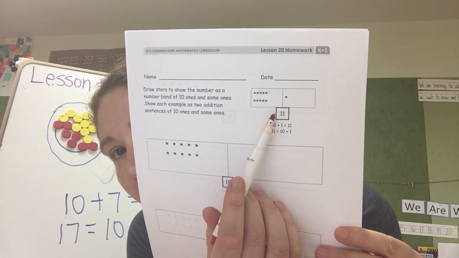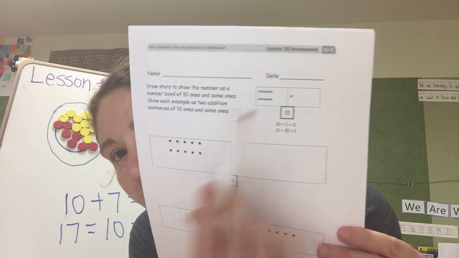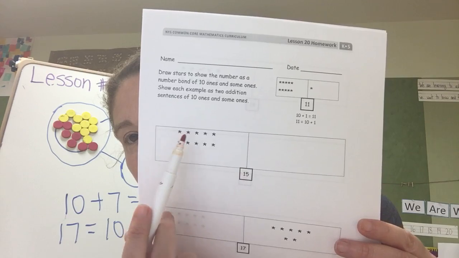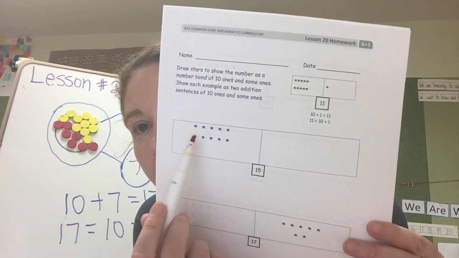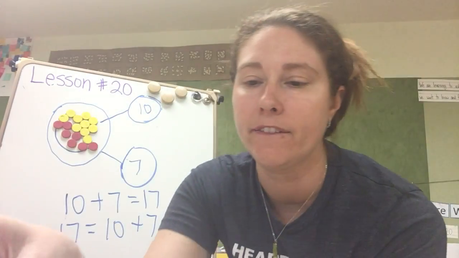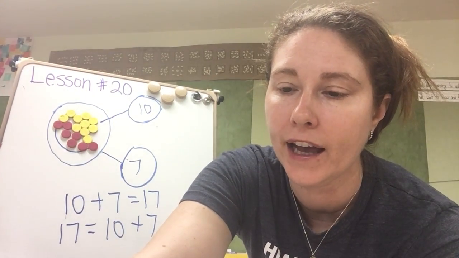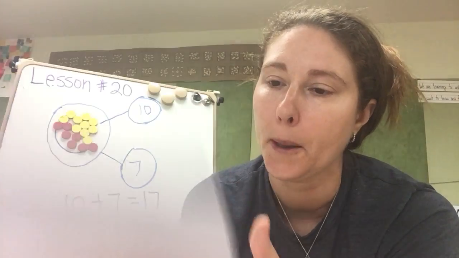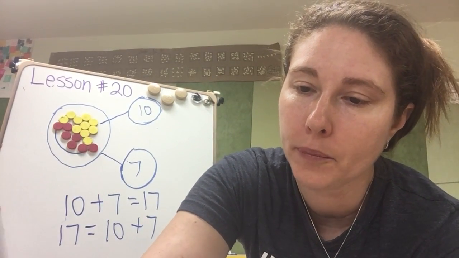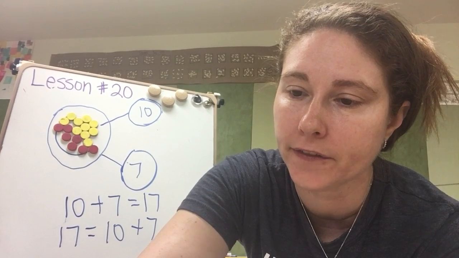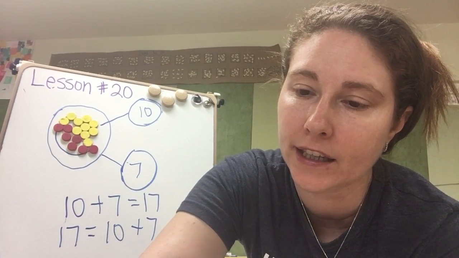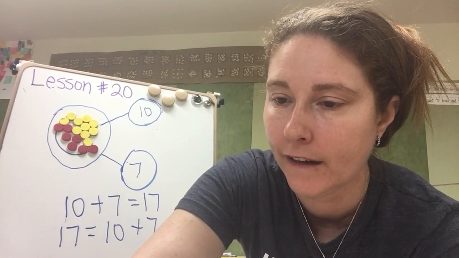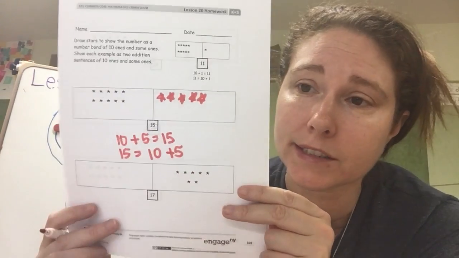So the total is 11. So you did 10 stars and 1 star. The number is 15. You do 10 stars, and then how many more are missing? 10 and 5. Yes, so you would draw 5 stars. And then in this space, you can write the math sentence just like they did here. So 10 plus 5 equals 15. 15 equals 10 plus 5. Now take your time on this. There's 2 problems you need to write. You need to fill in your missing stars.